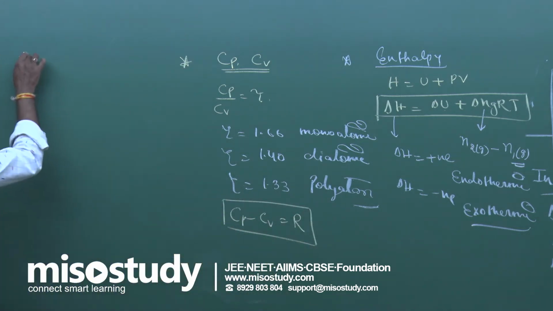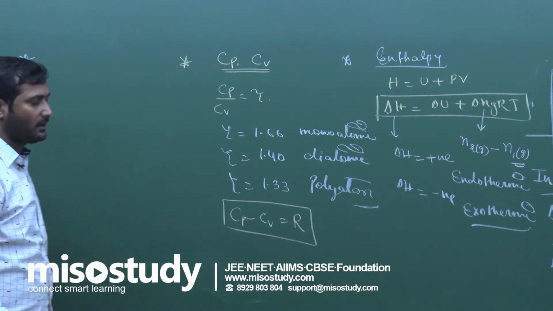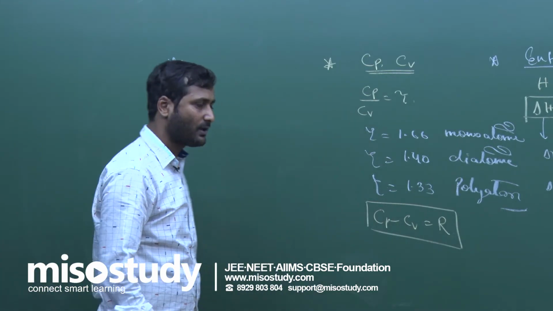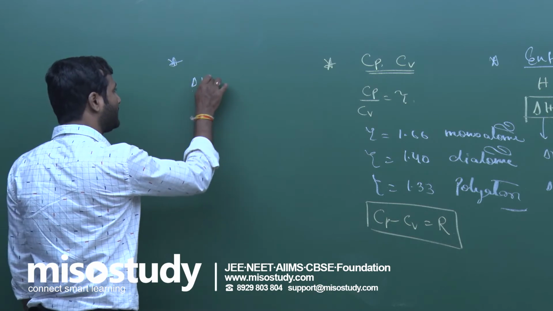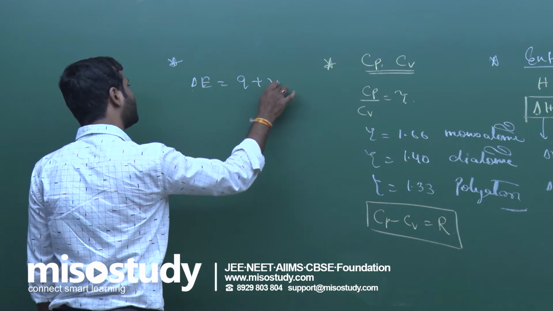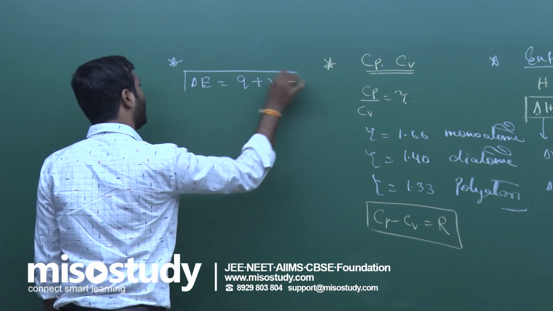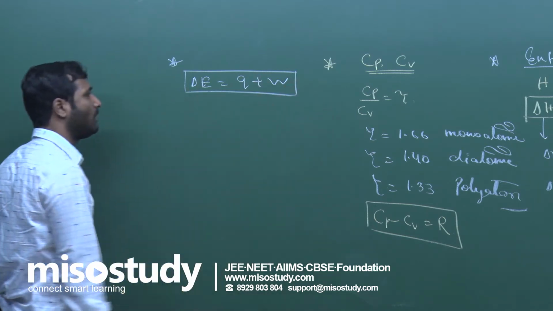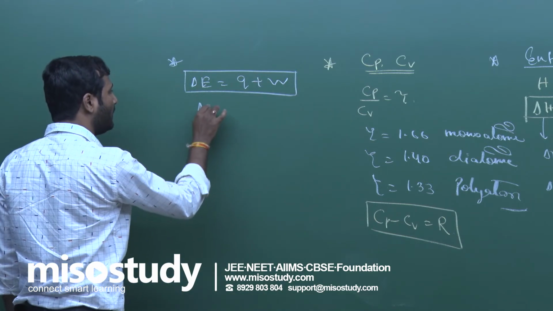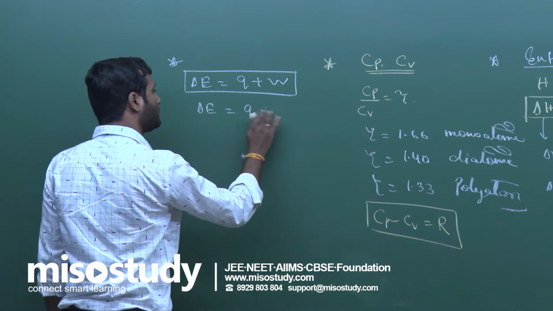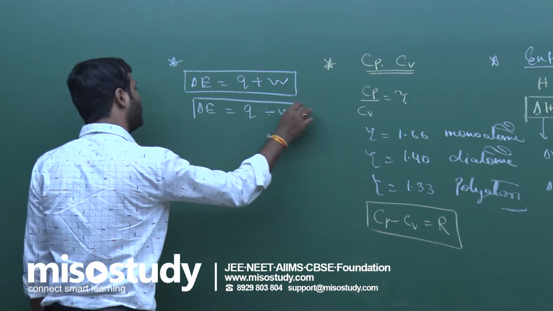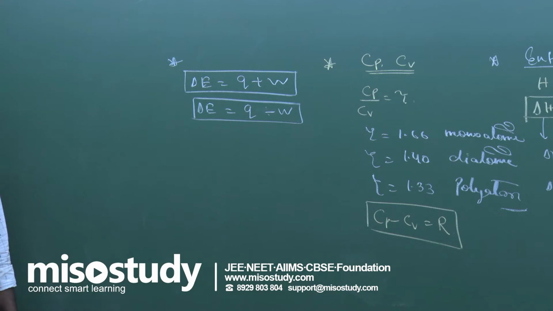Now the first law of thermodynamics: energy can neither be created nor be destroyed. Mathematical form, we know delta E is equal to Q plus W, where Q is heat flow to the system and W is work done on the system. If work is done by the system, then it is Q minus W. This is the mathematical relation of the first law of thermodynamics.